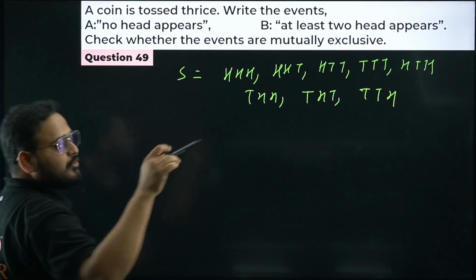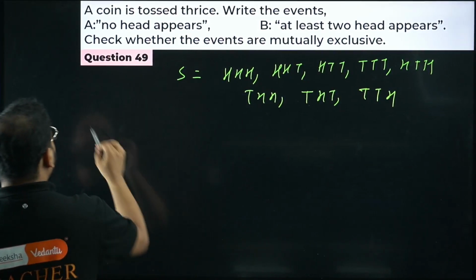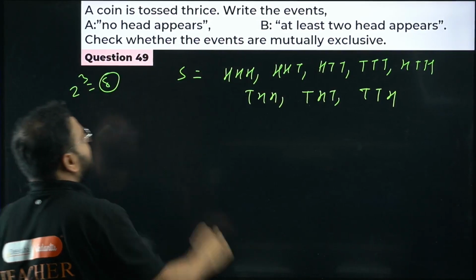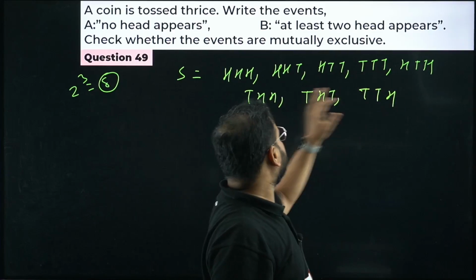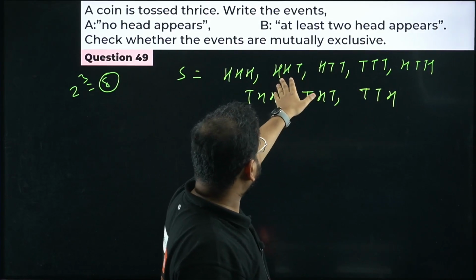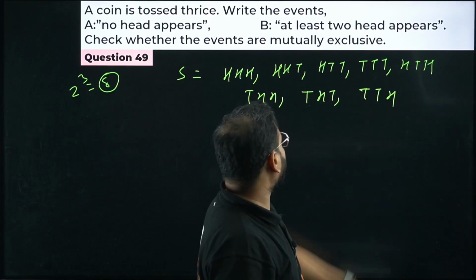A coin is tossed means we have total number of outcomes in one event as 2, and the total number of events is 3 times, right? 2 power 3, how much is that? 8 only. So 1, 2, 3, 4, 5, 6, 7, 8. Any repetition, please check. No, sir. No repetition. Okay, this is correct only.